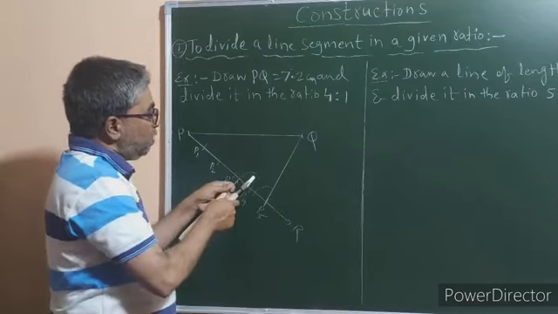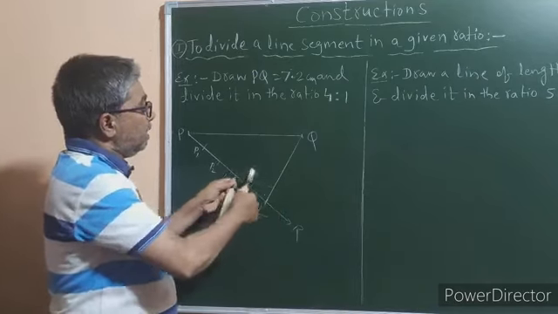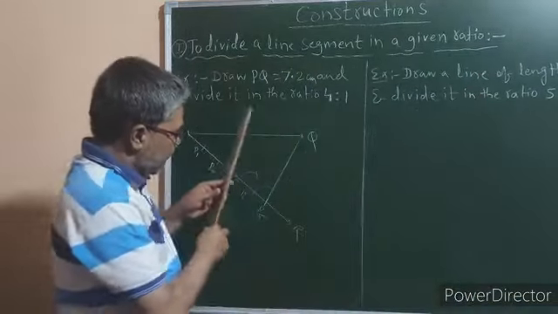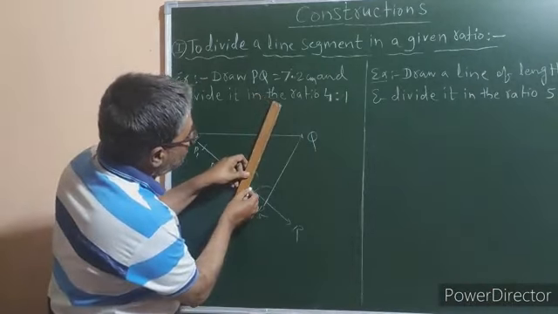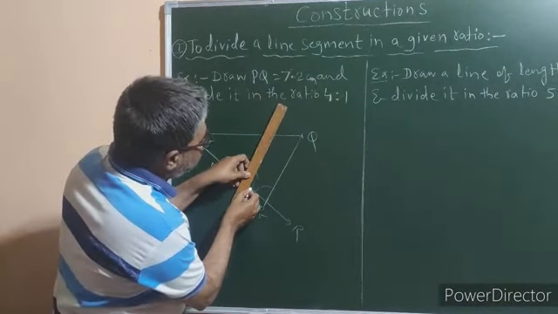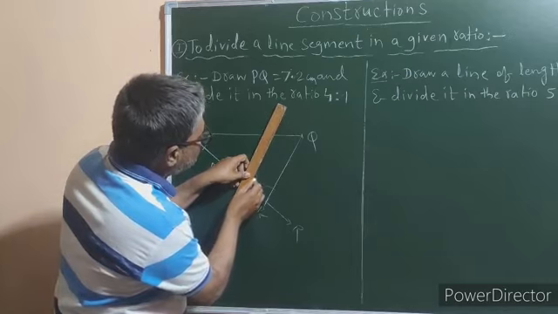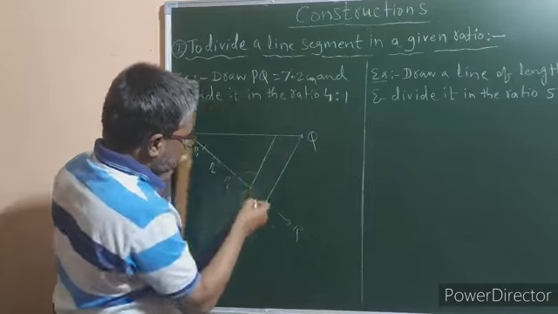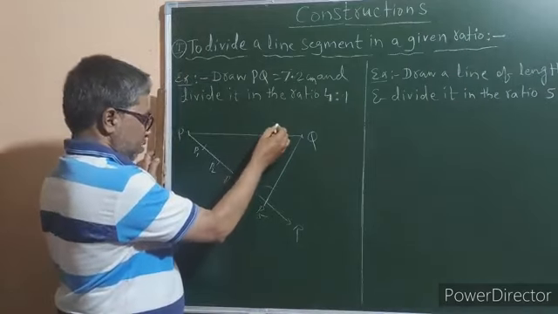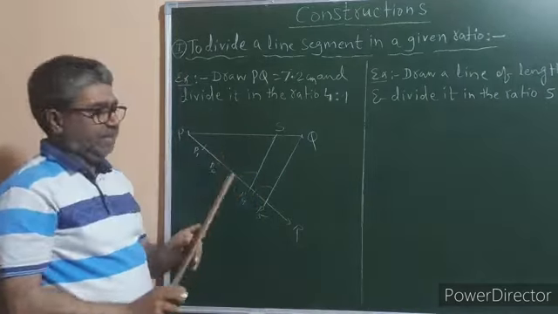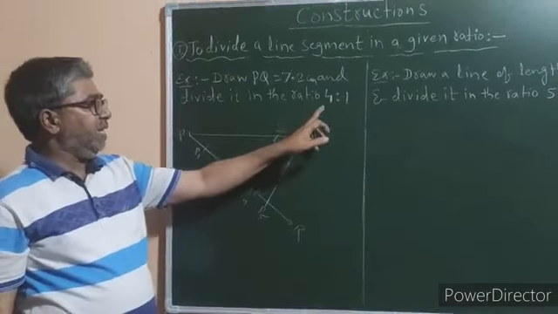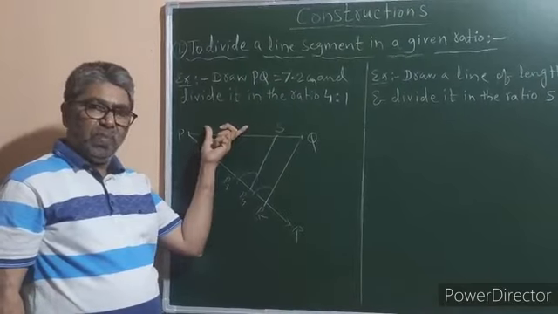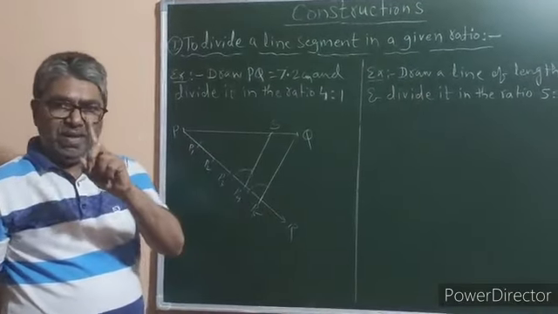Then you have to assume this point as center, and cut the previously drawn arc to get a point, and from P4 and that point you have to draw a line which meets PQ at a certain point, and you call that point as S. Now PQ is divided in the ratio 4:1, where PS has 4 parts and SQ will be having 1 part.